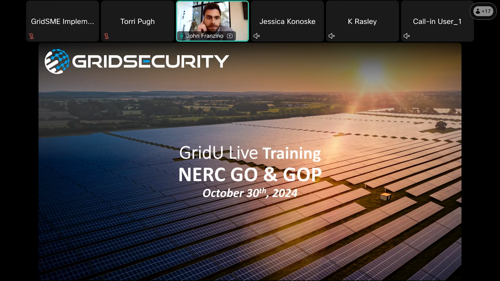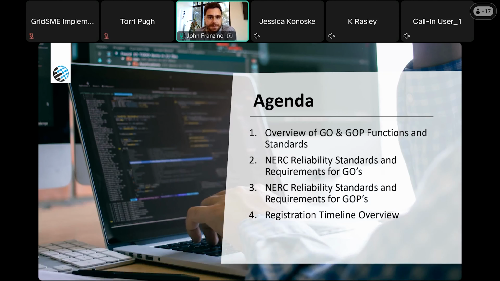So we'll be doing a little bit of a deeper dive into the generator owner and generator operator standards and associated requirements. The fun stuff. We'll do a quick review of just how GO versus GOP functions and applicability standards are broken out, but I'll skim right over it because we covered it in the NERC 101 session a few minutes ago, and then dive into standards applicable to generator owners, then generator operators, and then talk a little bit about pre-registration and timelines overall for getting your compliance programs ready and registering with NERC.